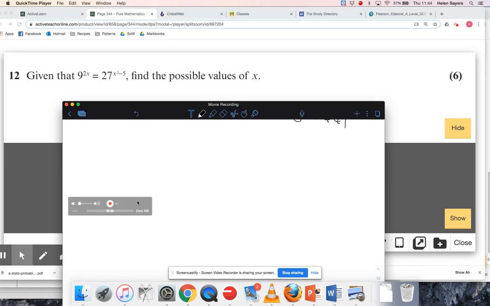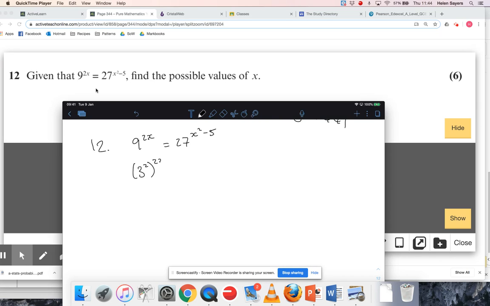So we've got 9 to the power of 2x equals 27 to the power of x squared minus 5. Now, if you spot that 9 and 27 are both powers of 3, this question becomes relatively straightforward. You can do it taking logs, but that is making it a little more complicated than it needs to be. If I can rewrite 9 as 3 squared and 27 as 3 cubed, that's the key thing to spot.